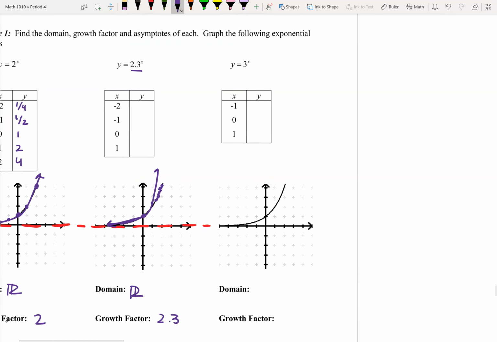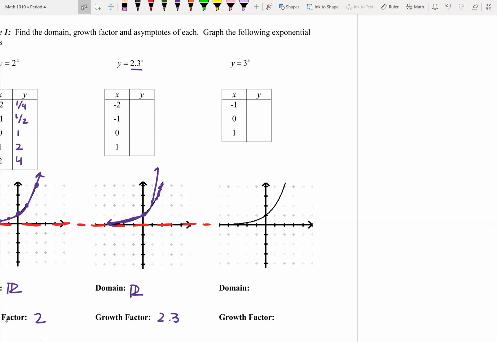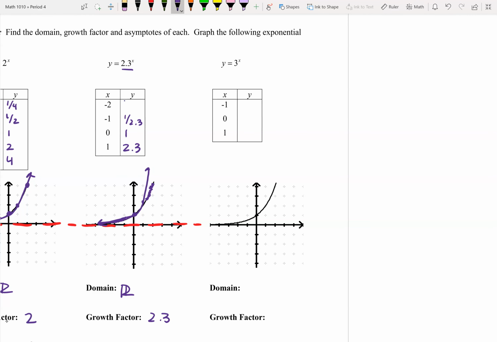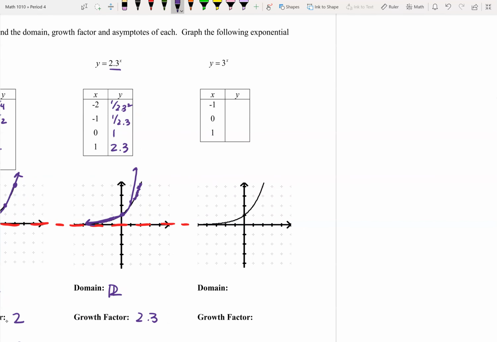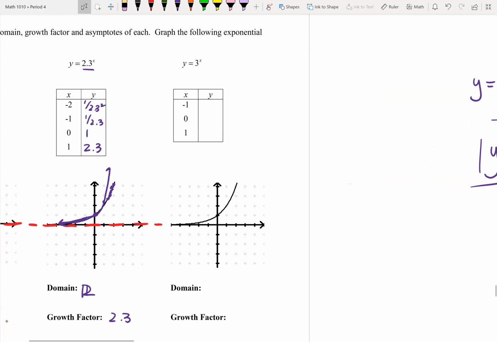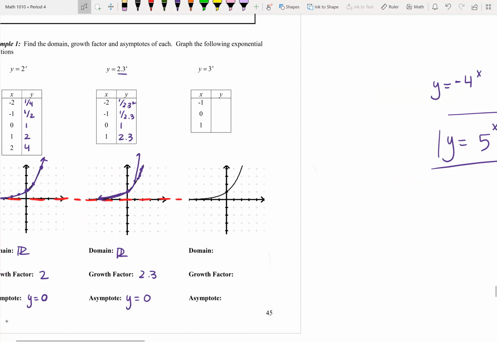Good. Now let's go in a backward order and let's fill in the table. So 2.3 to the 0 is a 1. 2.3 to the first is 2.3. 2.3 to the negative first, I'm just going to write that as 1 over 2.3. And 2.3 to the negative second, I'm going to write that as 1 over 2.3 squared. I know that's a little messy, but I don't care because I think the table's silly. Okay? I'm not going to ask you for a table, and I don't think they're going to ask you for a table.